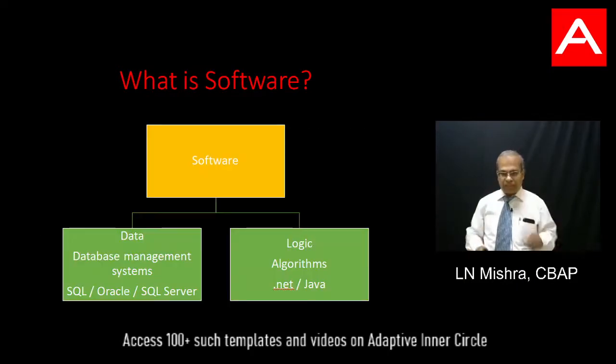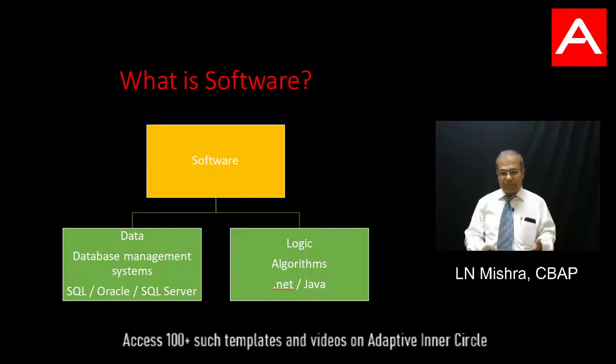So as we can see, the computer has two major parts: software and the data. Usually the term associated with data is database management system. A database is nothing but a set of information stored in a particular way, usually in a tabular format.